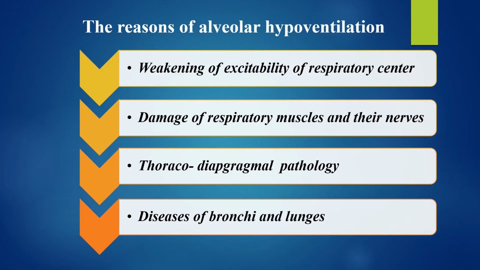And at last, hypoventilation associated with bronchi and lung diseases. It can be observed in chronic bronchitis, bronchiectasis, bronchial asthma, pneumonia, tuberculosis, pneumosclerosis, atelectasis, emphysema, pleuritis, pneumothorax, hydrothorax, and hemothorax. Obstructive and restrictive types of hypoventilation are distinguished by the development mechanism of alveolar hypoventilation.